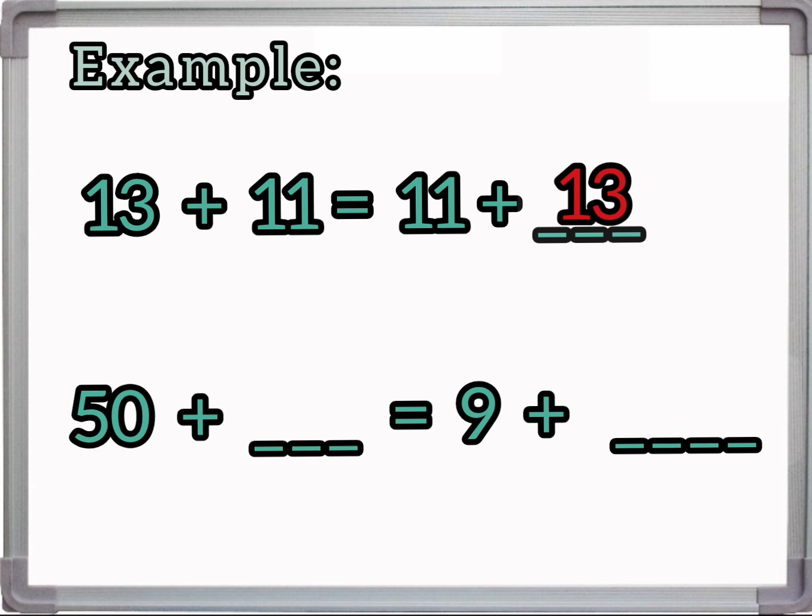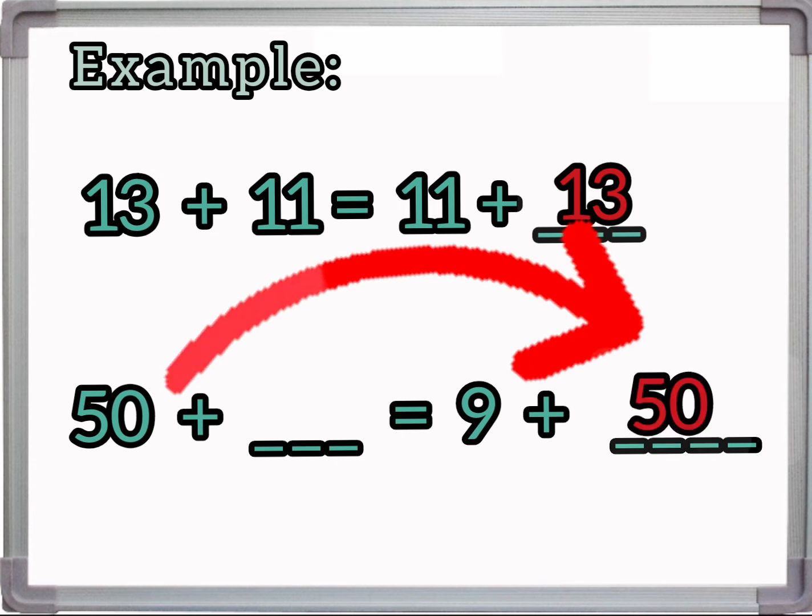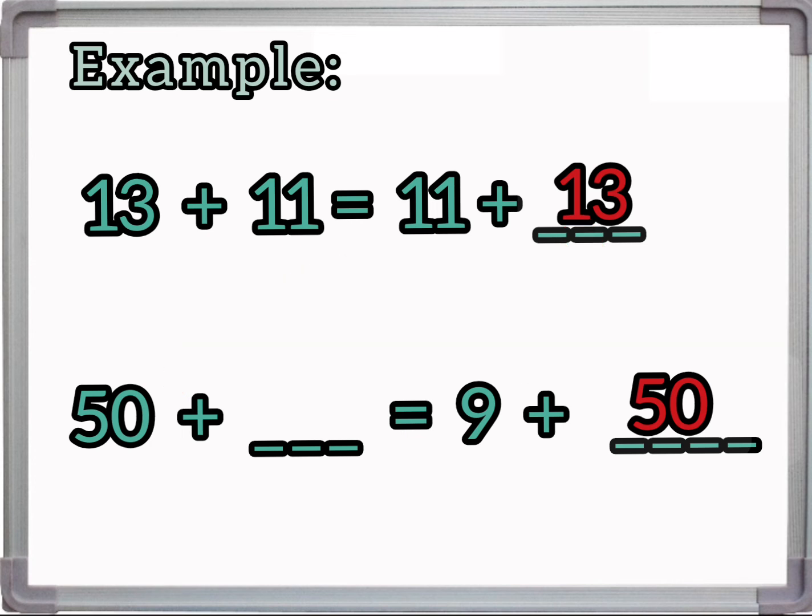So commutative property tells us that what we have on the left side, we should also have on the right side. So that means I am going to write 50 on the right side. Why? Because we just have 9, right? And we need to complete this. And 50 is on the other side. So now the right side is completed. We have the addends 9 plus 50.